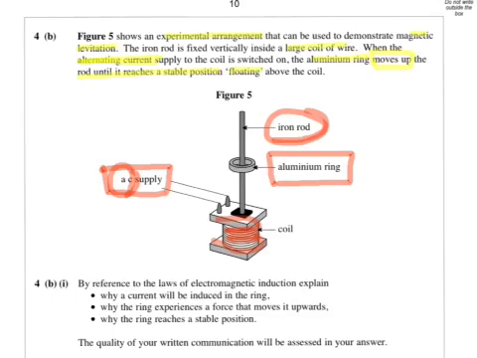Looking at the actual question, by reference to the laws of electromagnetic induction explain. As soon as I see electromagnetic induction laws, I think Faraday's law and Lenz's law. I then read through the next three: why will the current be induced in the ring, why it experiences a force, and why the ring reaches a stable position.